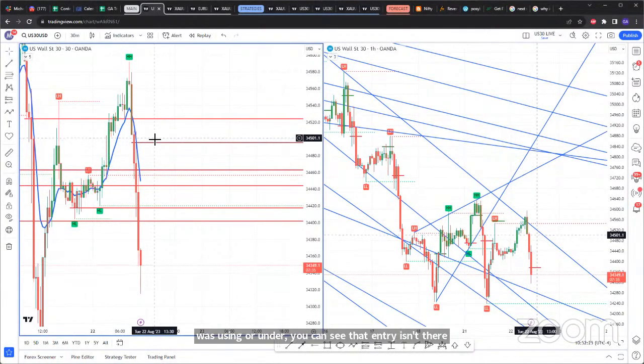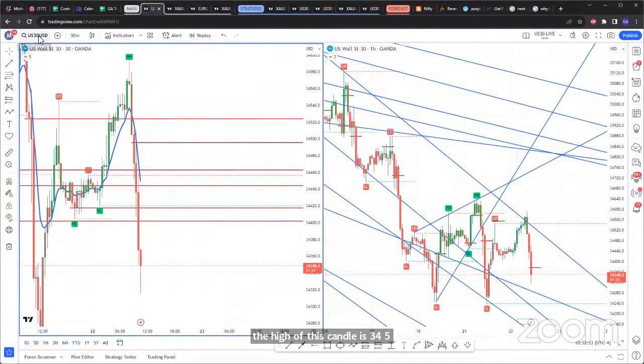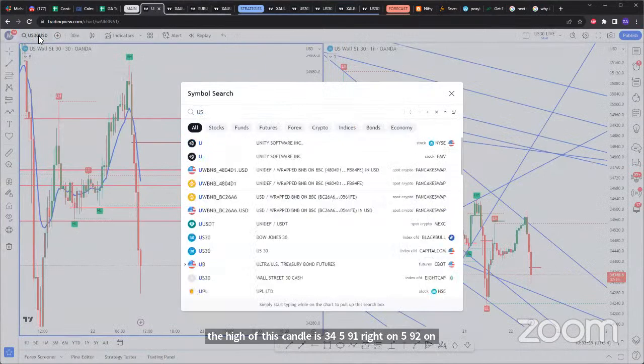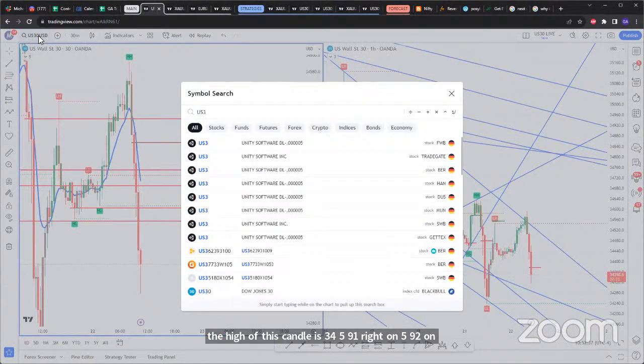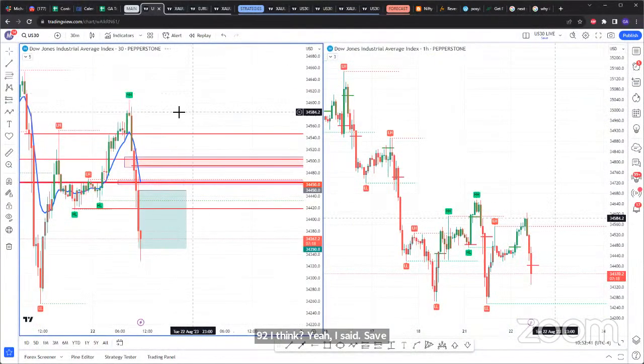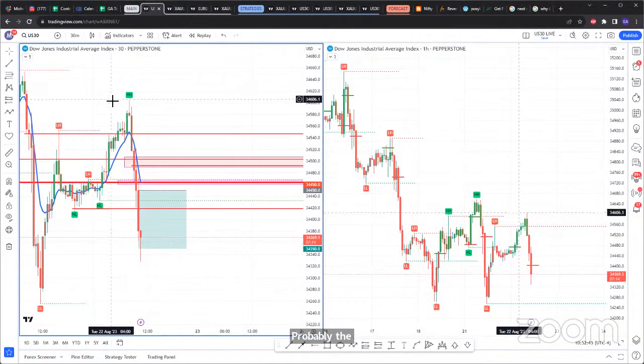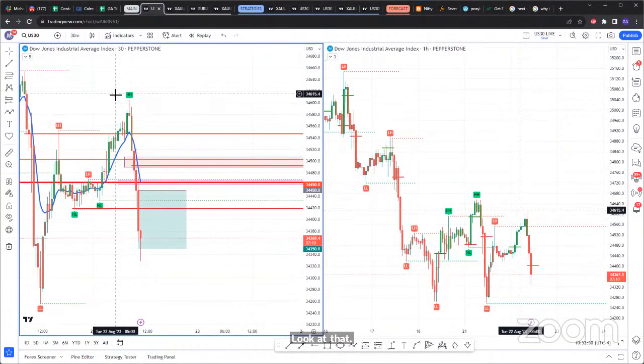So keep in mind the reason. For example, let's see, the high of this candle is 34,591 on Oanda, 592. But if we go on Pepperstone, was that 592, I think? Yeah. So if we go on Pepperstone right here, probably the high of that candle will be different. Look at that, 34,606, 605. So it's like a 10 pip difference.